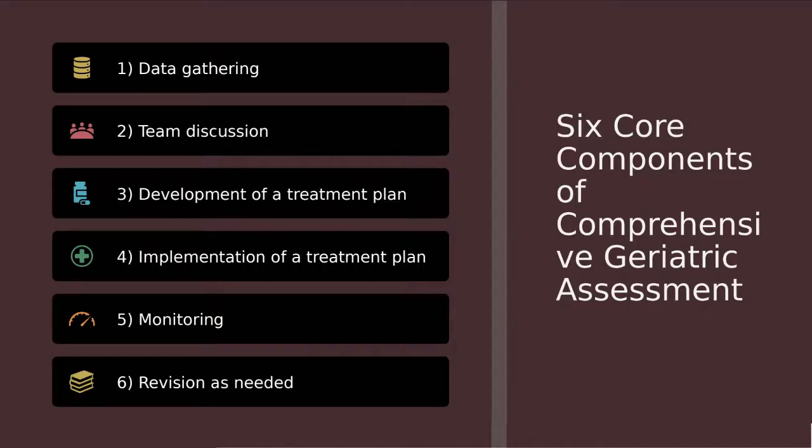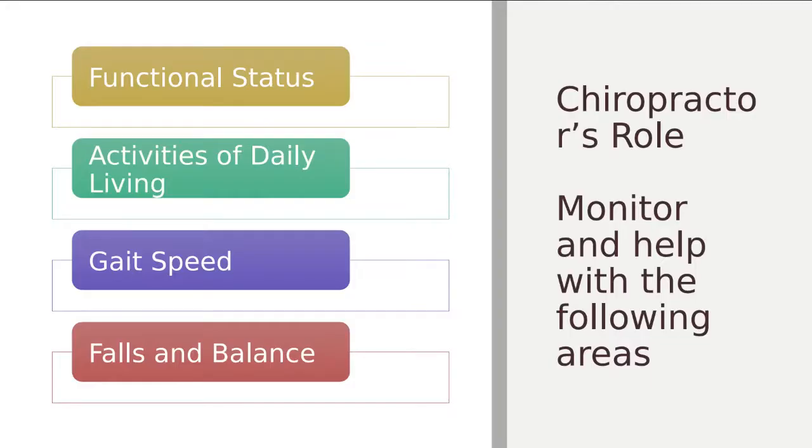All right, let's skip through it. This is pretty much the gist of it. You want to know the different aspects of it. You really, really want to know the chiropractor's role in it. So you want to know the functional status, activities of daily living, gait speed, falls and balance. All those things we could play a big role in. And if we see changes in those, what can we manage?